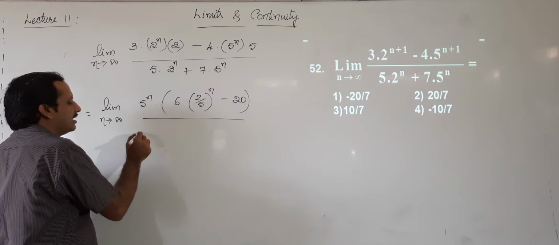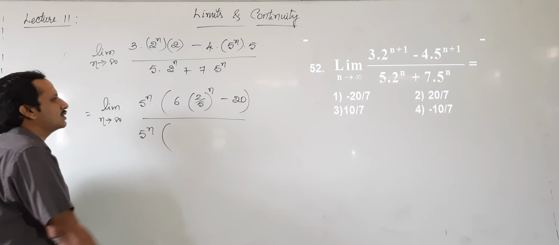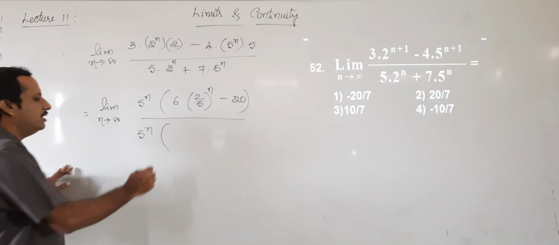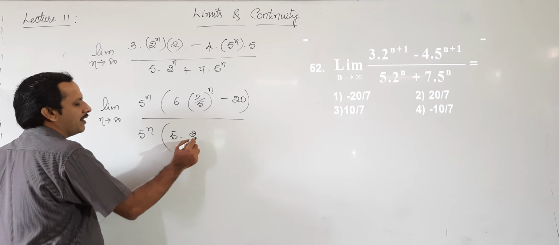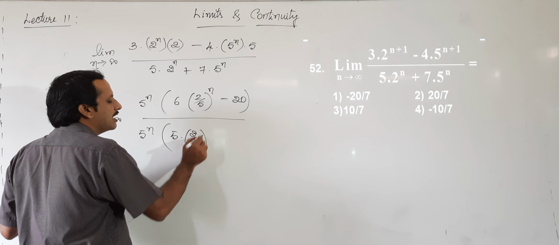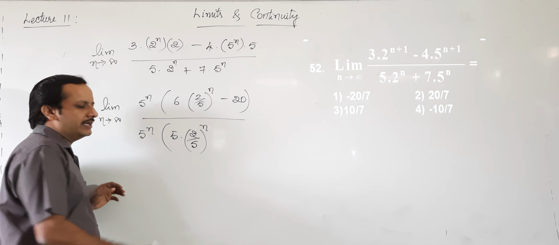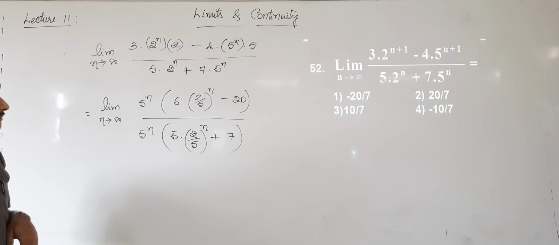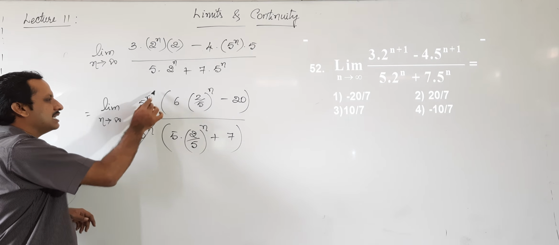Here in the denominator also I will take 5 power n as common. Then what will remain here? 5 into 2 power n is there. I have taken 5 power n out. So 2 power n divided by 5 power n, which can be written as 2 by 5 whole power n plus 7. From this I have taken 5 power n out. Okay, this 5 power n gets cancelled.